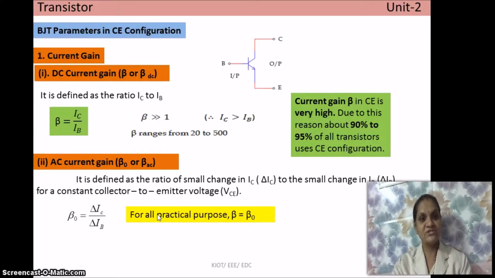And the next configuration is the common emitter configuration. In the same way we have to derive the parameters for the common emitter configuration. Common emitter means the emitter terminal is kept common between the input and output. Here the input is given between the emitter and the base terminal, and the output is taken between the collector and the emitter terminal. Input terminal is base, output terminal is collector. So input current is base current, output current is collector current. Input voltage is base-emitter voltage, output voltage is collector-emitter voltage. So keep it in mind.